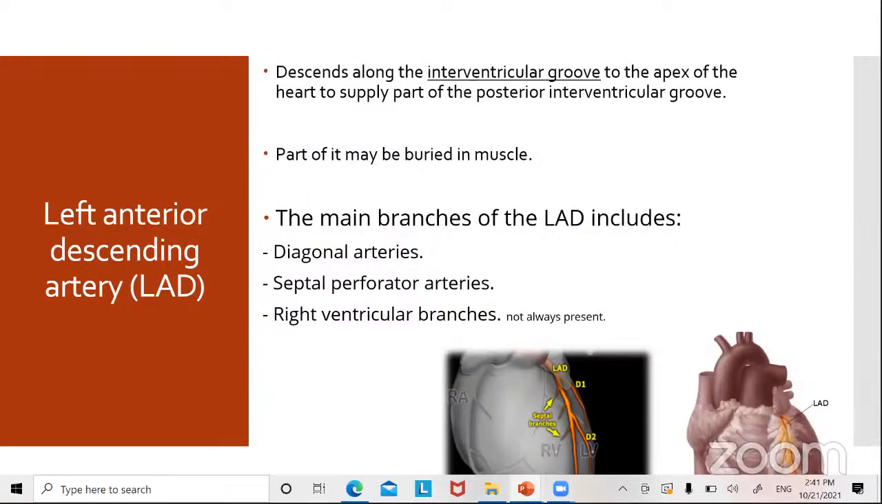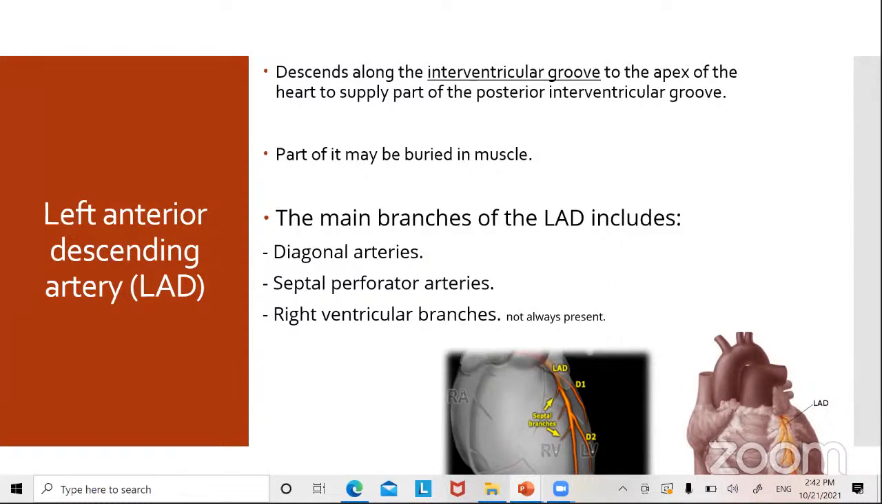The LAD, also known as the anterior interventricular artery, descends along the interventricular groove to the apex of the heart to supply it, and sometimes can supply part of the posterior interventricular groove. Part of it may be buried in the muscle.